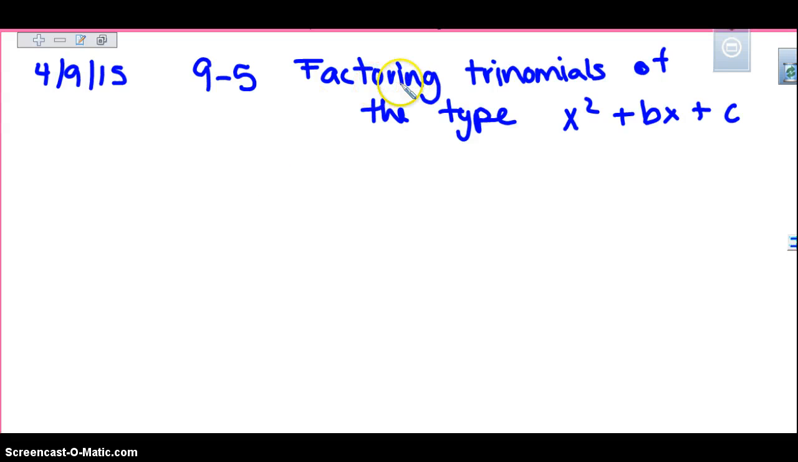Today we're going to be factoring trinomials of the type x squared plus bx plus c. So if we have to factor x squared plus 7x plus 12, I'm going to factor this trinomial and be writing steps at the same time, okay? So here we go.